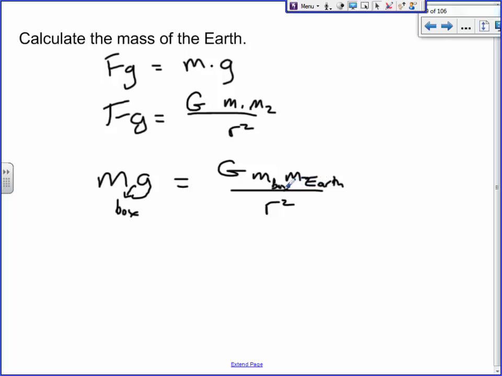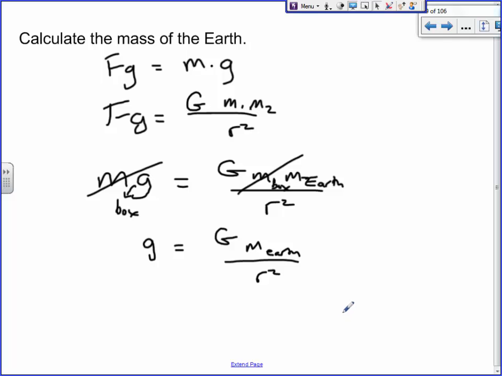Here's what's really cool here. It doesn't actually matter what that mass of the item is here because it's on both sides of the equation. Mathematically, it cancels. And it creates a new formula. g equals big G times the mass of the Earth by the radius squared. We now have a formula that could be used, if we have the rest of the information, to help us find the mass of the Earth.